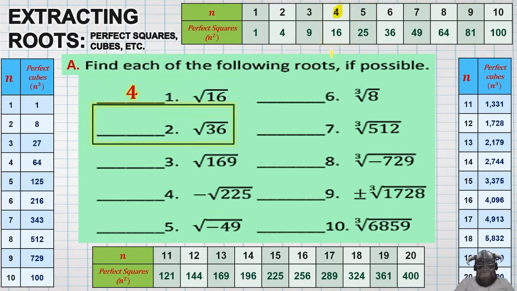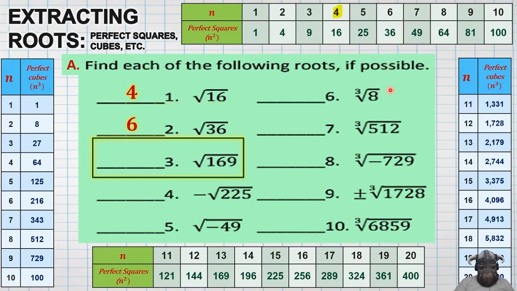Next, the square root of 36. We will look for the number. If we square, the answer is 36. Hintay dito, yan. So, that will be 6. So, the square root of 36 is 6. Next, number 3. We have square root of 169. So, we'll look for a number. 169 dun sa babang table natin. Ito siya. So, the square root of 169 is 13. Yan yung number. Pag in-square natin, ang sagot ay 169.